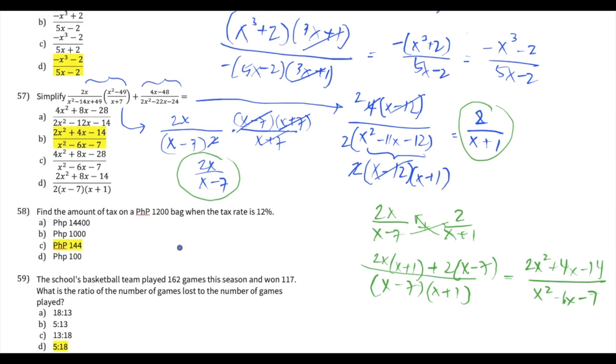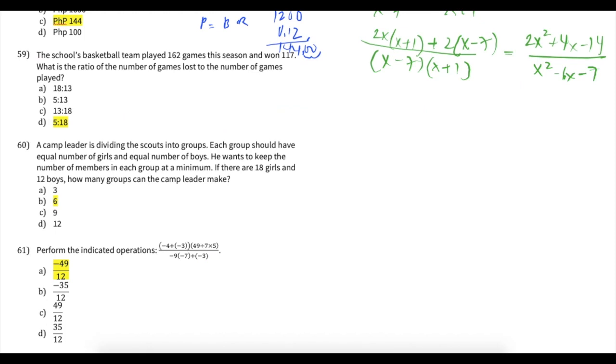Okay, for number 58, this is just a rate-based percentage problem. So, base and rate to get the percentage, that's P is equal to B times R, or 1,200 times 0.12. The answer here is, okay, 144. Number 59.